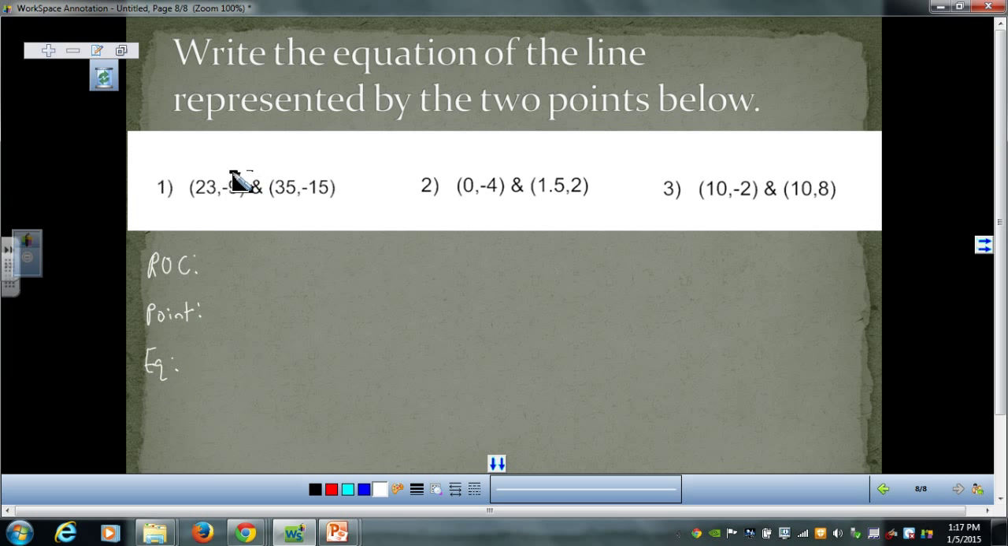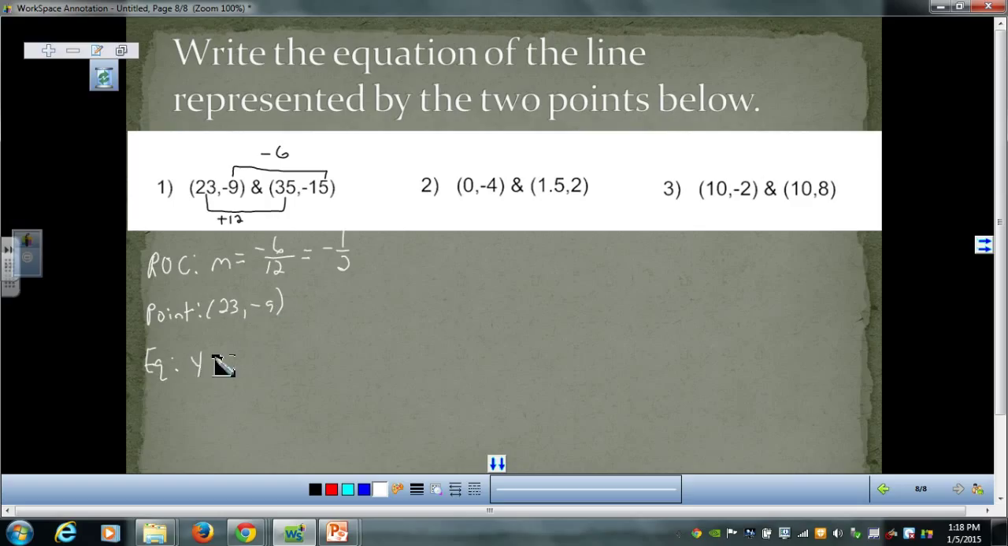Okay, so now notice, when I go from -9 to -15, that's my change in y, and I went down 6 units. When I go from 23 to 35, I went up 12 in the x direction. So then our rate of change would be -6 over 12, which is -1/2. And then now my choice of points, I just have 2 choices. So I'm just going to go ahead and use the first point just to make things simple.